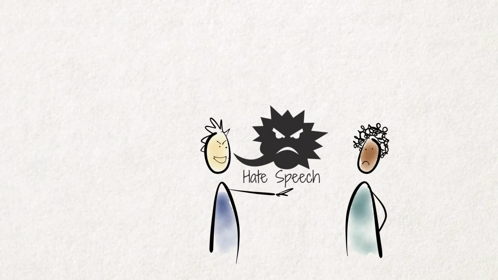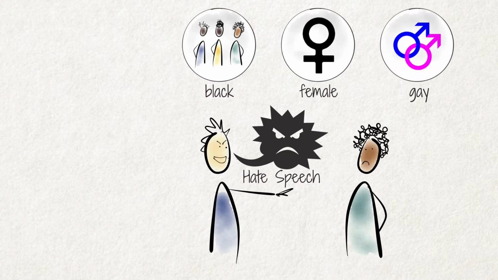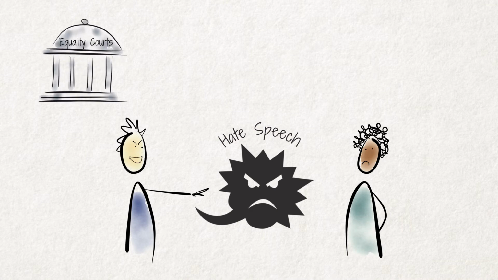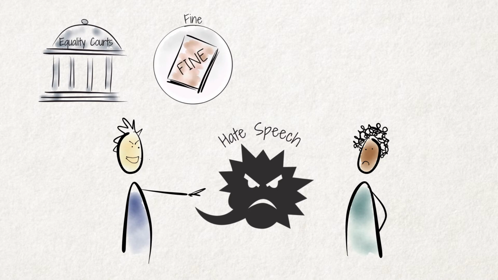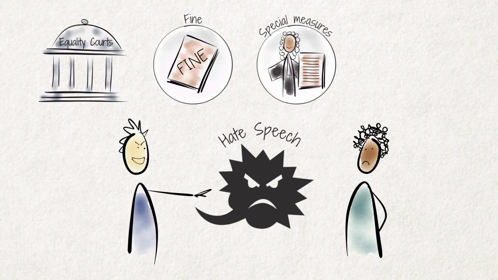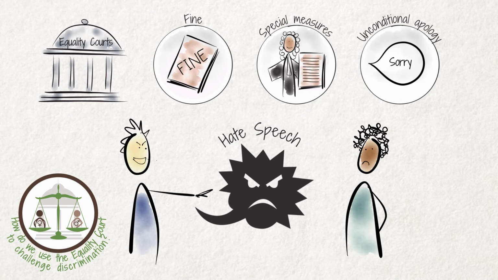When a person expresses hate towards another because he or she is black, female, or gay, for example, and an ordinary person would think that the expression was meant to hurt the feelings or bring harm to that person, this could be hate speech. If you are the victim of hate speech, the Equality Court can make an order including, for example, imposing a fine on the guilty party, implementing special measures to address the hate speech, and ordering an unconditional apology. We discuss equality courts in the video, How do we use equality courts to challenge discrimination?